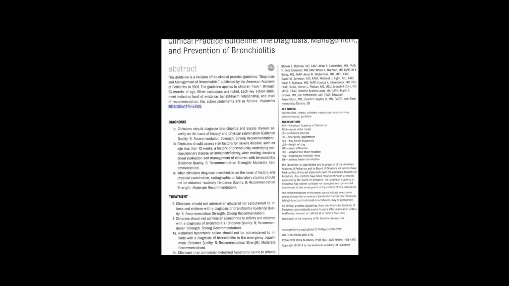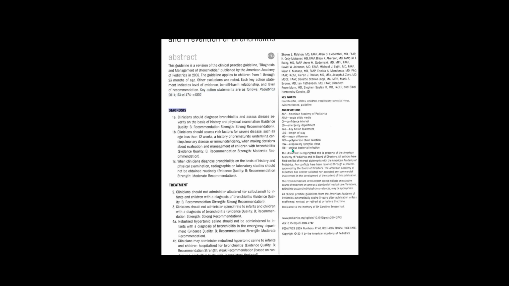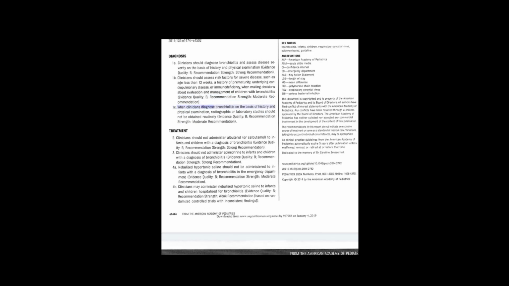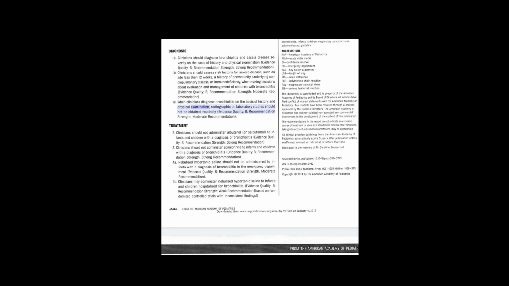Pediatrics, 2014, 134. Diagnosis. 1a. Clinicians should diagnose bronchiolitis and assess disease severity on the basis of history and physical examination. 1b. Clinicians should assess risk factors for severe disease, such as age less than 12 weeks, a history of prematurity, underlying cardiopulmonary disease, or immunodeficiency, when making decisions about evaluation and management of children with bronchiolitis. 1c. When clinicians diagnose bronchiolitis on the basis of history and physical examination, radiographic or laboratory studies should not be obtained routinely. Evidence quality B. Recommendation strength, moderate recommendation.